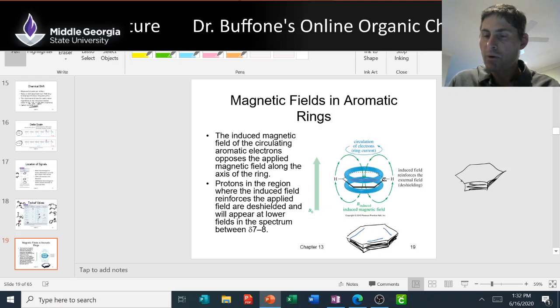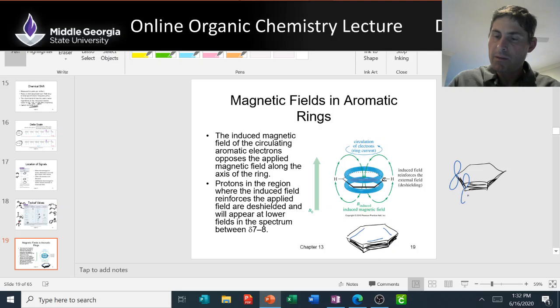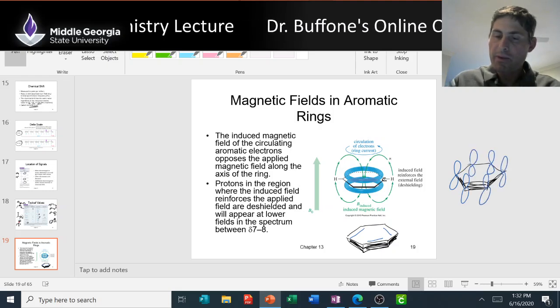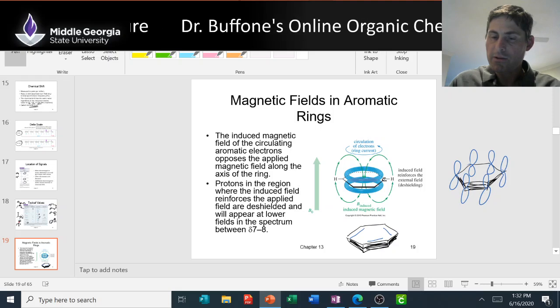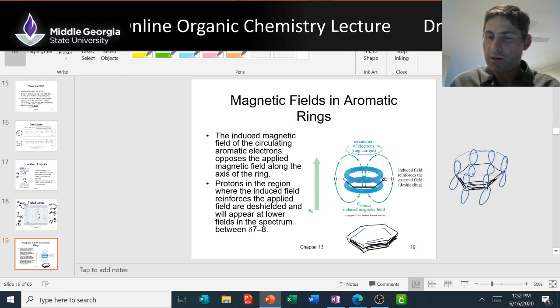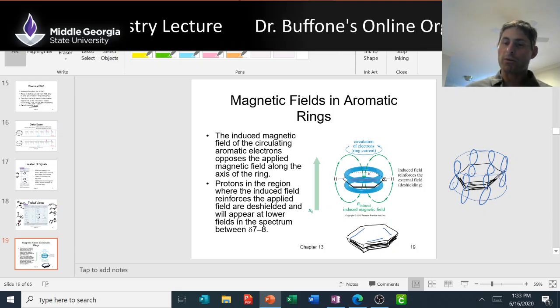Here's our p orbitals right here, right? I'm going to draw the p orbitals now. P orbital, p orbital, p orbital, p orbital. In our picture, this donut-looking blue thing right here is these guys above, and the other one is these guys below. They're showing a molecular orbital.